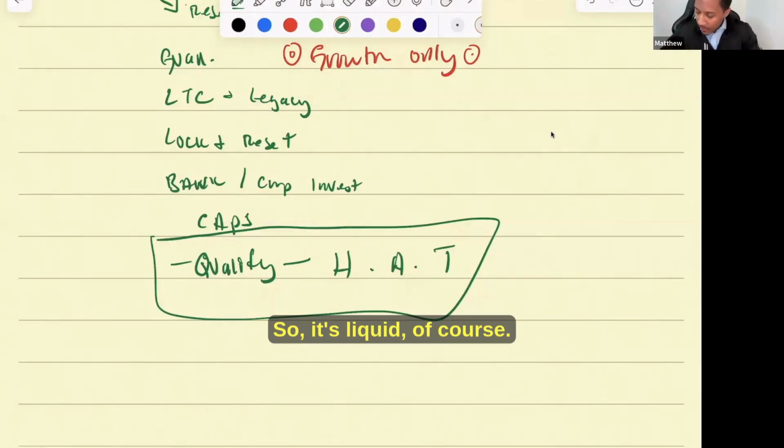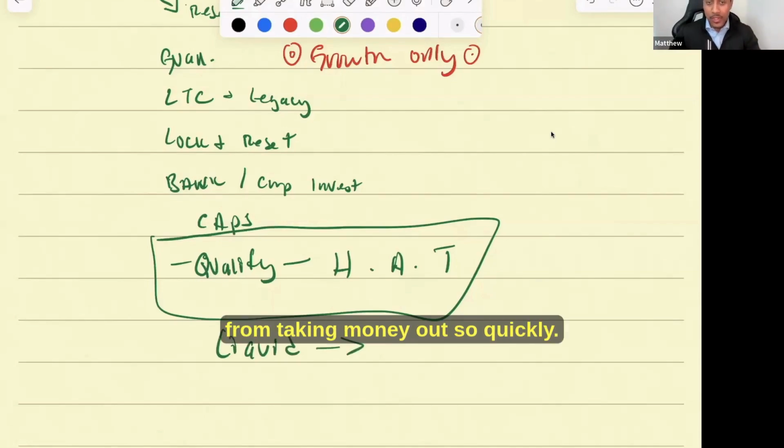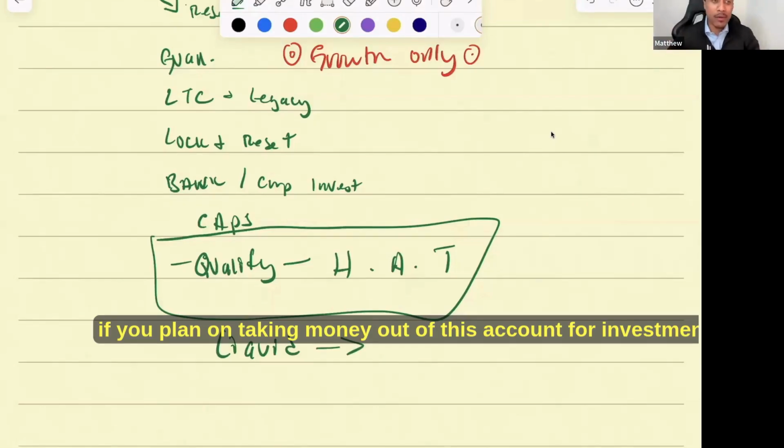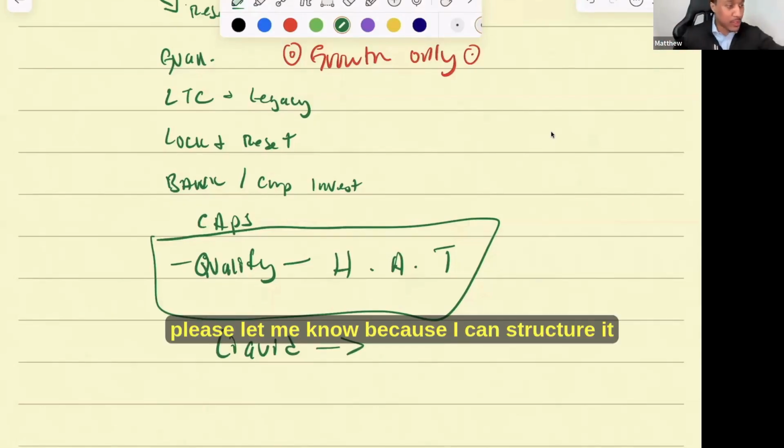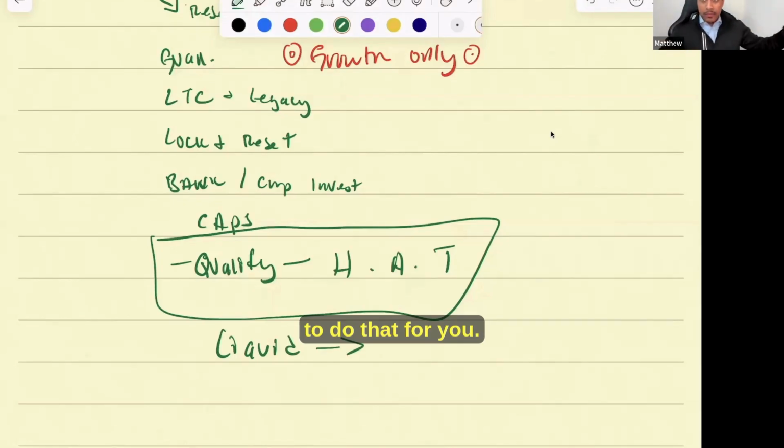So it's liquid, of course. There's liquidity from day one. However, I discourage anyone from taking money out so quickly. If that's your intention, if you plan on taking money out of this account for investments elsewhere, please let me know because I can structure it to do that for you.